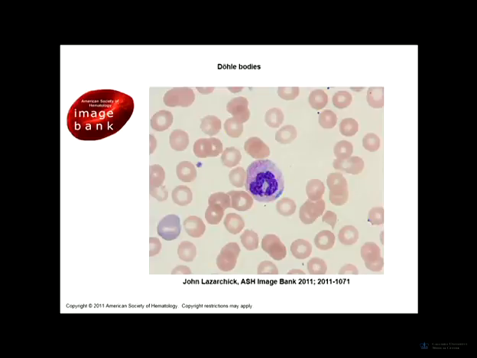Sometimes you can see something called a Dohle body, which is this blue form right here. This is rough endoplasmic reticulum, and this is something you only see in a severe infection, to overgeneralize again.